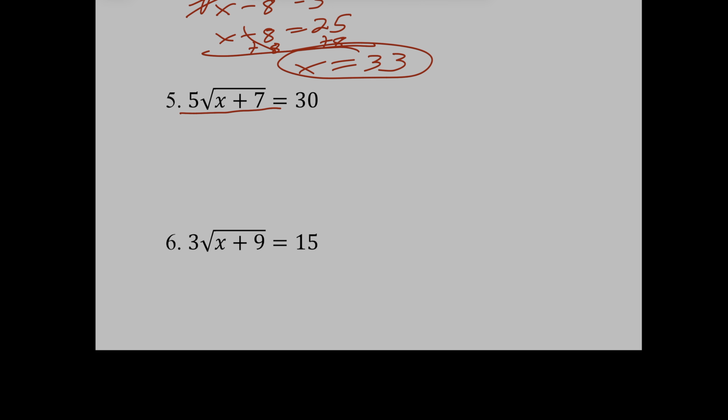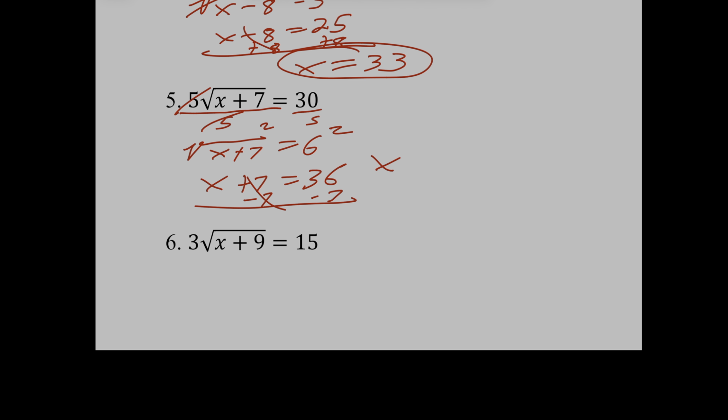On this one, I can divide each side by 5. Boom, boom. And I'm left with root x plus 7 equals 6. Now that the square root is by itself, I can square both sides, and I get x plus 7 equals 36. Subtract 7 from both sides. X equals 29. Let's go look at number 3.